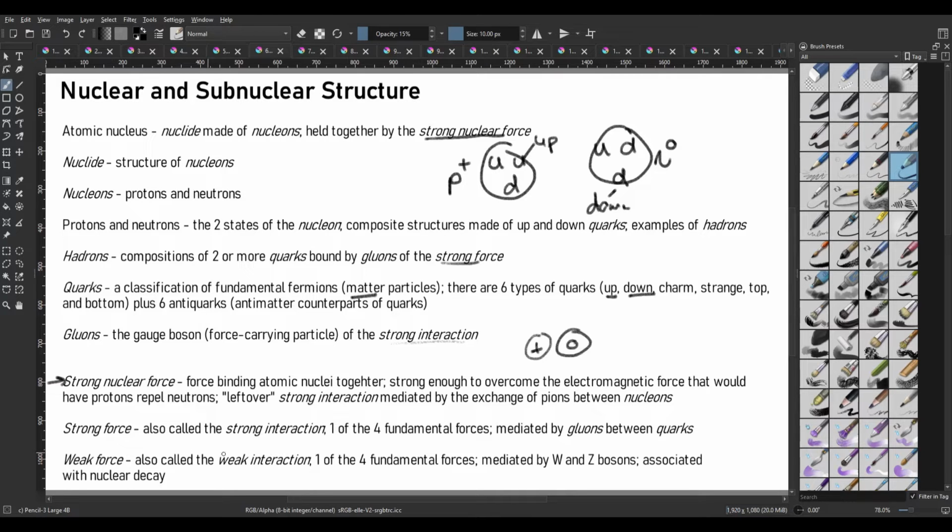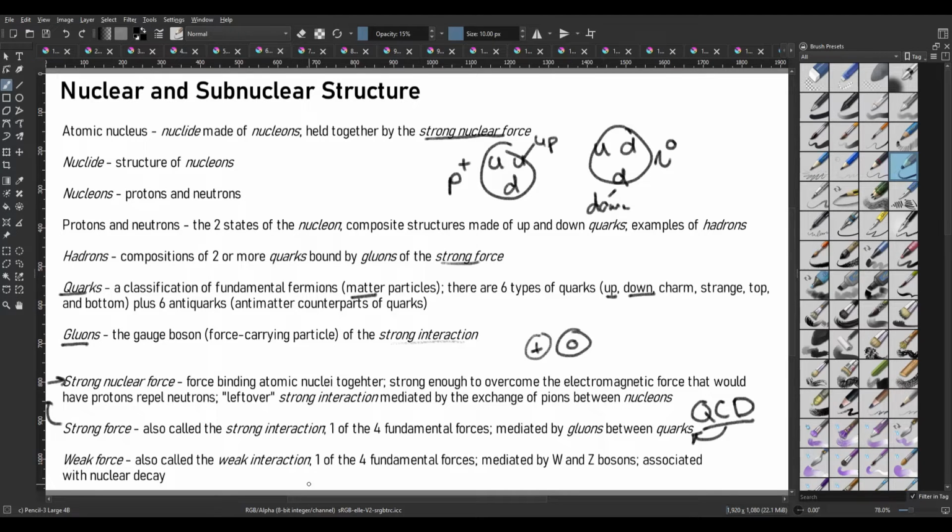The strong force, which the strong nuclear force is a derivative of, think of it that way, is also called the strong interaction, and it is one of the four fundamental forces. The strong force is going to be mediated by the gluons up here that we talked about between quarks, and the study of the strong force is going to be quantum chromodynamics. Nuclear physics is going to be more the study of the strong nuclear force, and quantum chromodynamics is going to bleed into that maybe, but mostly that's the study of the strong interaction.